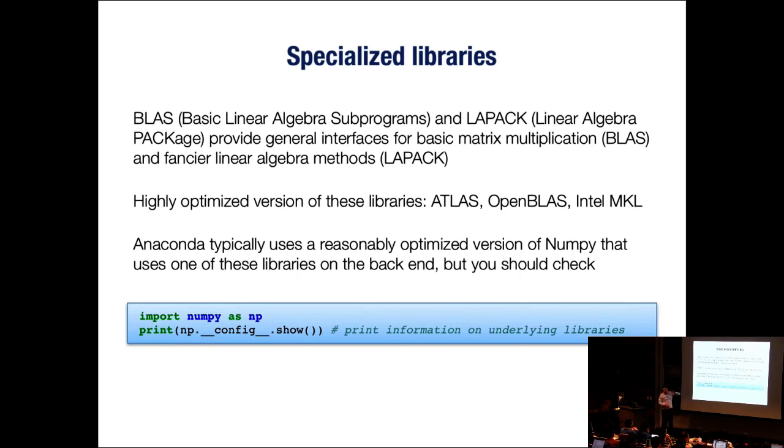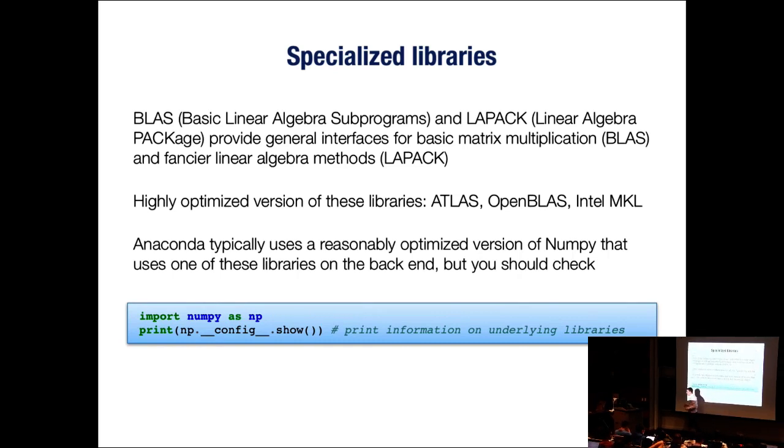These were general interfaces developed in the 70s, 80s, 90s for linear algebra routines, and they became a standard interface for how you implement these algorithms. Then there were very highly optimized versions of those libraries that were released. These are things like ATLAS, OpenBLAS, or Intel MKL. I assume most versions of Anaconda would default to using Intel MKL. But they all work. As long as you're using one of those, you're in good shape.